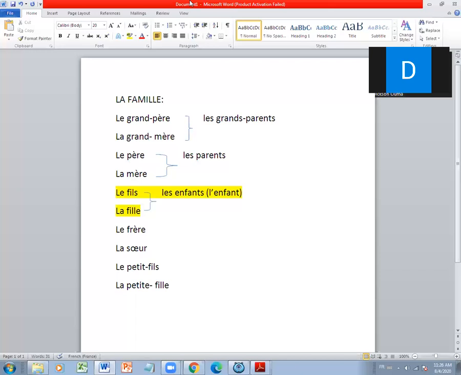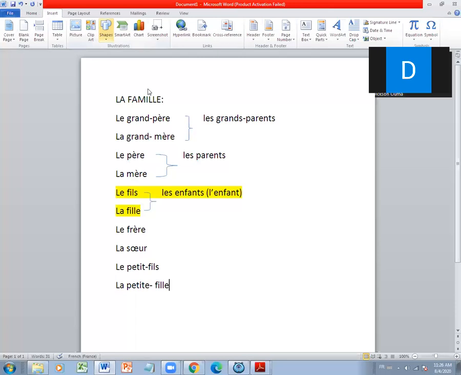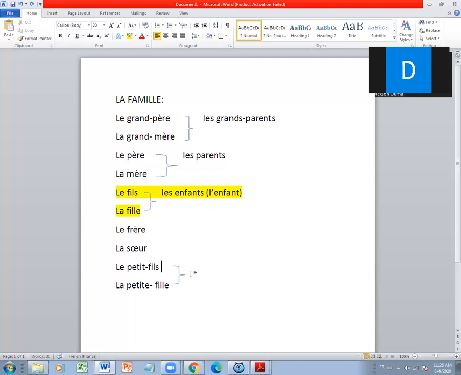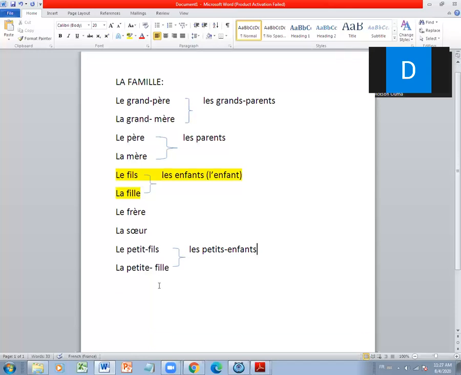Now the two, the grandparents are calling them what? Grandchildren, okay? So we say, les petits enfants, okay? Les petits enfants, grandchildren. I hope you are following, okay? Yeah. Les petits enfants, okay?